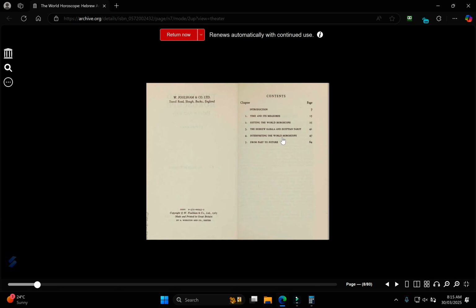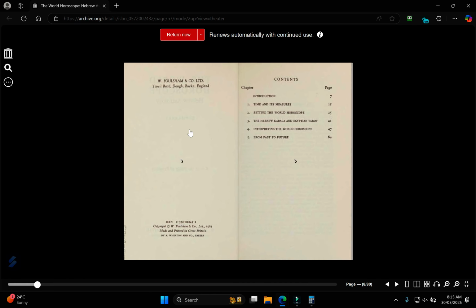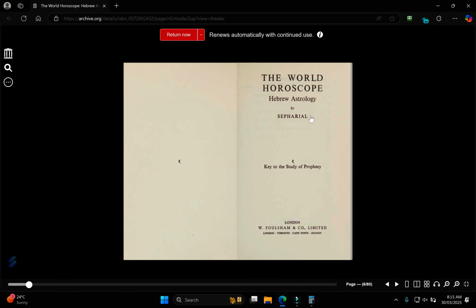So the introduction is page number 7. Then on the left-hand side, we have the World Horoscope Hebrew Astrology title here, 6. Then we got 5 for the contents, 4 for some information on the publisher, then we got 3 for the World Horoscope book. Then we got 2, and then we got 1.